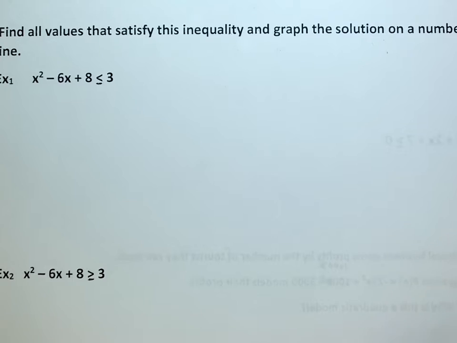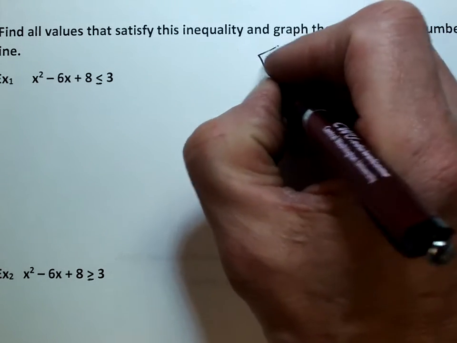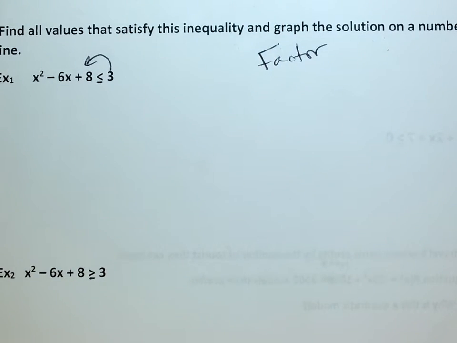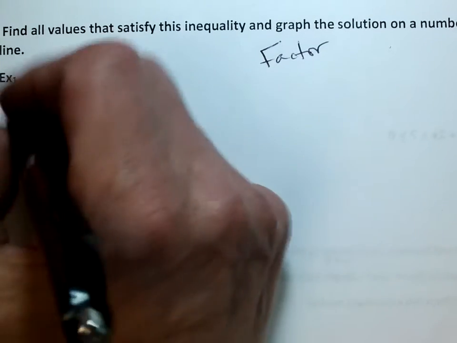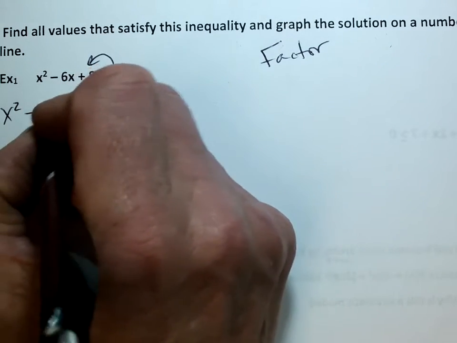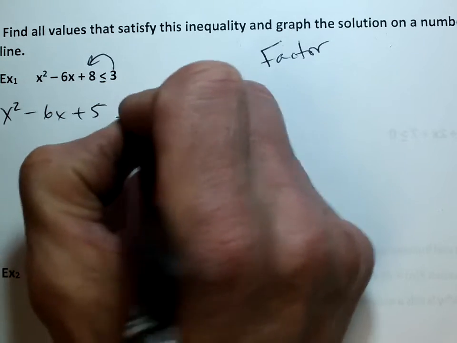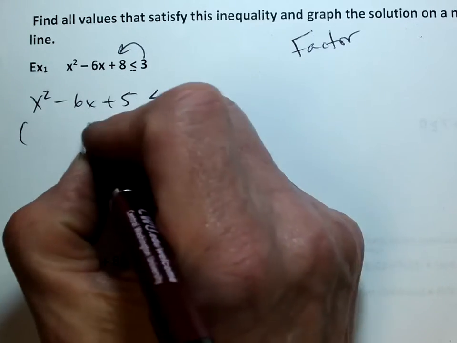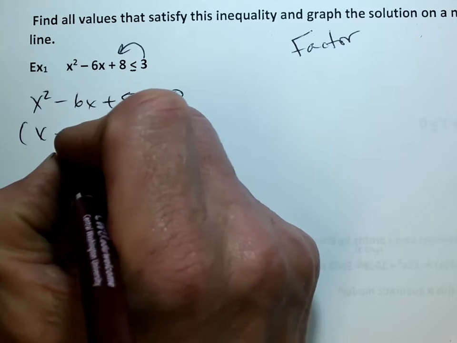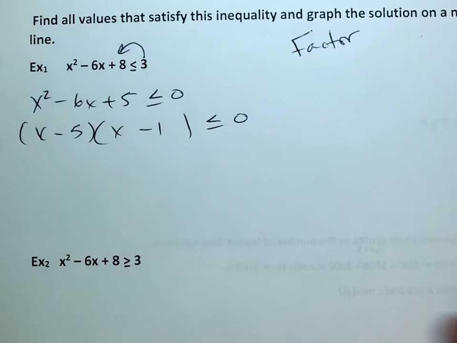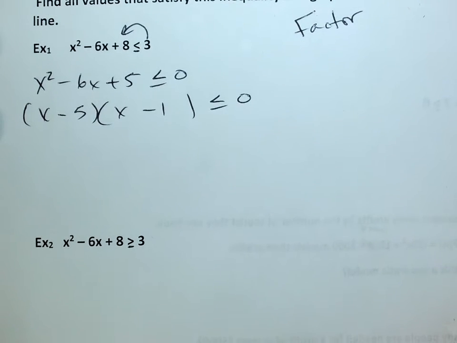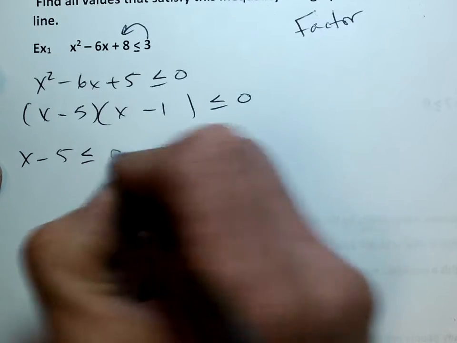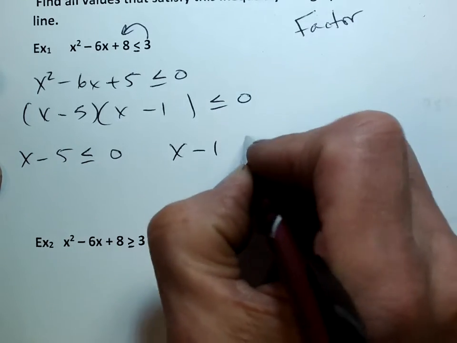So what are we going to do? What we always do, we're going to eventually factor. We bring over the 3, because guess and check is going to be a pain. So let's just do some math. Let's bring over the 3: x squared minus 6x plus 5 is less than or equal to 0. Then I'm going to factor: x minus 5 and x minus 1 is less than or equal to 0. Now I'm going to solve: x minus 5 is less than or equal to 0, and x minus 1 is less than or equal to 0.